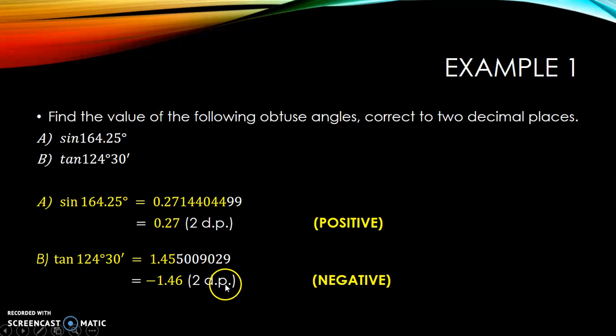And that's exactly what we've done here. So sine of our obtuse angle gives us a positive answer. Tan of our obtuse angle gives us a negative answer.